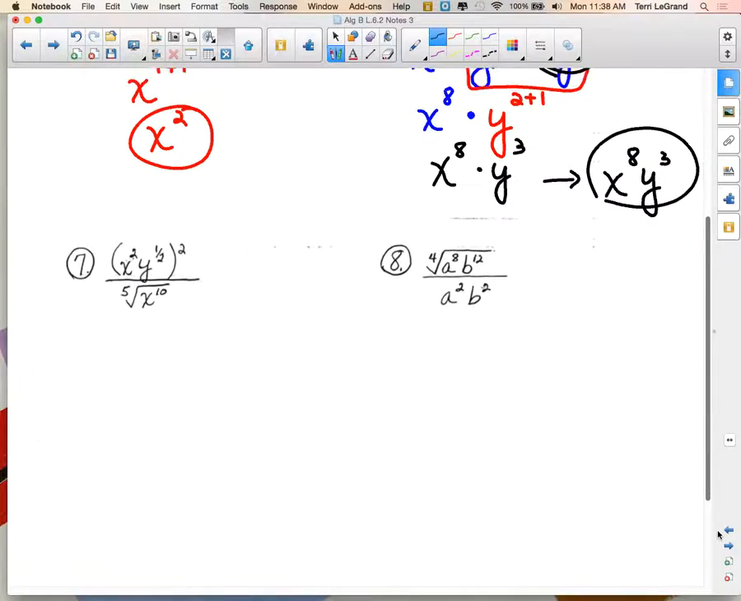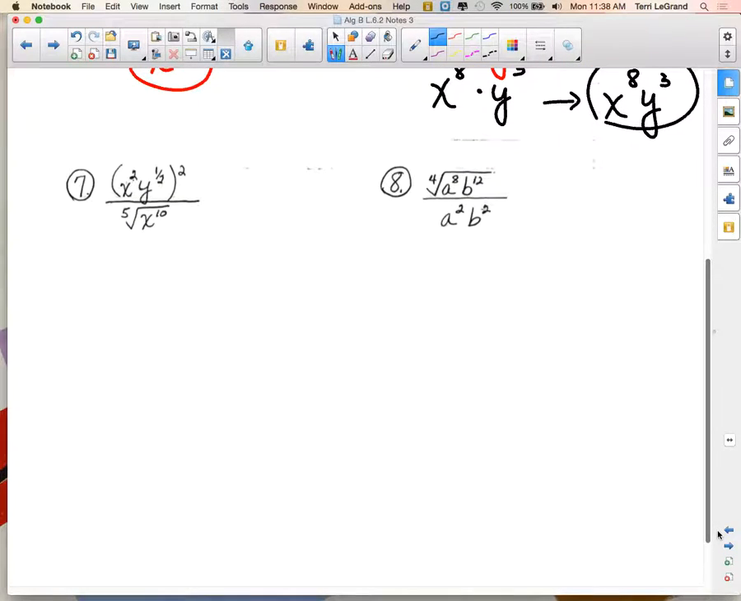Okay, let's go on to number 7. We have a fraction, and we're going to have to simplify the numerator, and simplify the denominator, and then see if we can simplify that fraction after that. So we're going to do it kind of by pieces. We're going to take that numerator and rewrite that numerator as what? What can we do to that numerator? Noah? X, take 2 times x to the power of 2.